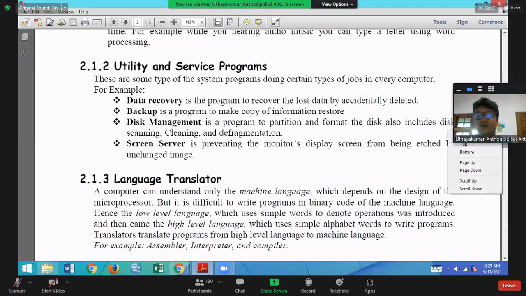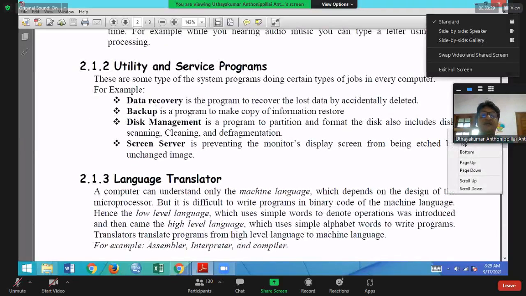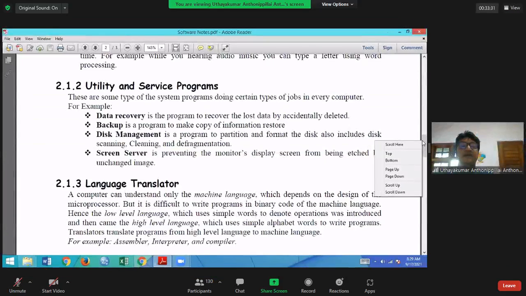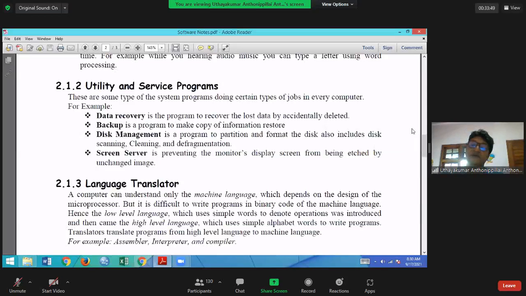Utility and service programs. There are some types of system programs doing certain jobs in every computer. For example, data recovery is the program to recover data lost by accidental deletion. So what do we mean by data recovery?